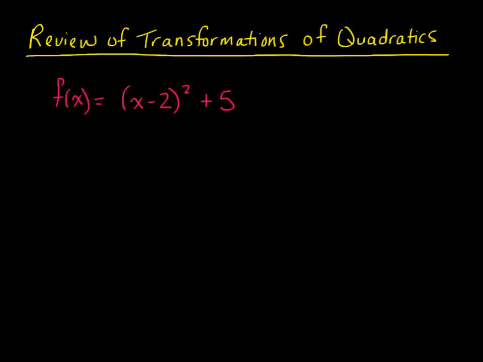Now, based on what you know about quadratics from grade 10, we can list out the transformations that are being applied to the parent function of y equals x squared. Keep in mind that this is our parent function that we're working with here. The transformations applied to that parent function would be, from this 2 here, a horizontal translation to the right 2 units.